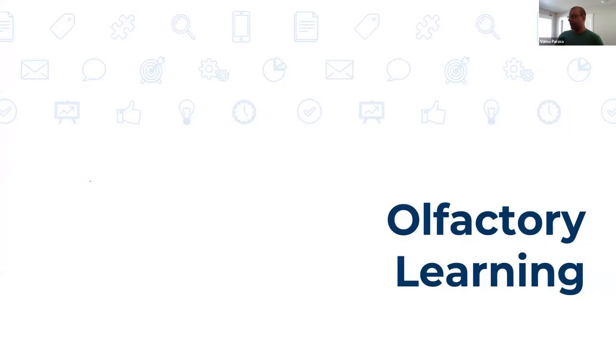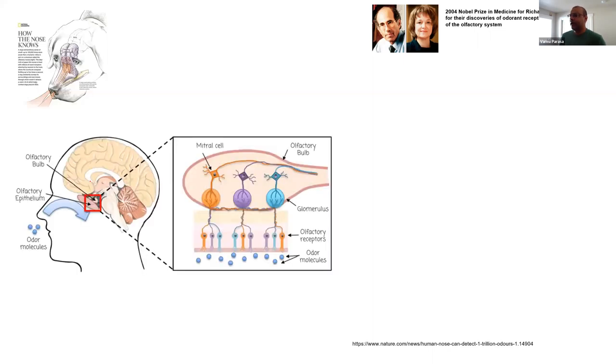And coming back to our olfactory learning, I want to just give a quick overview of the olfactory learning. These are the scientists who won the Nobel Prize in 2004 for discovering the neuroscientific principles. Basically, whenever we smell some molecule, there's a region of the brain called the olfactory bulb.